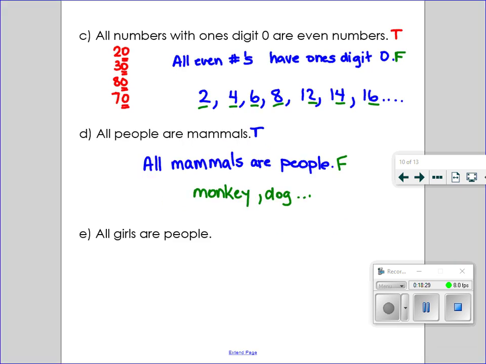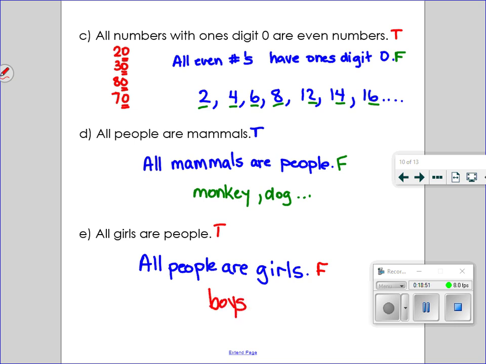Hey, what about all girls are people? What's the reverse of that? All people are girls. True or false? Well, the original statement, all girls are people? Yeah, that's true. Are all people girls? No. Can you think of some counterexamples? Well, boys, men. As long as you can find even just one counterexample, it proves that statement false.